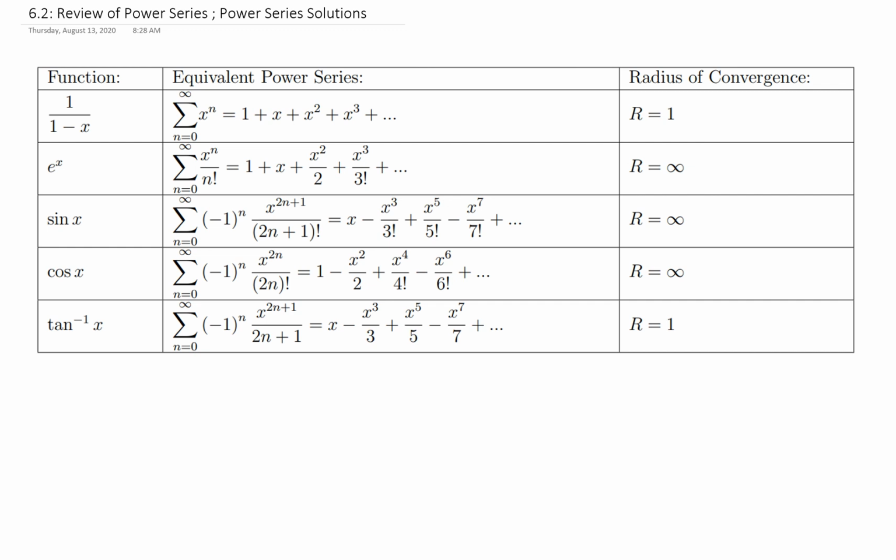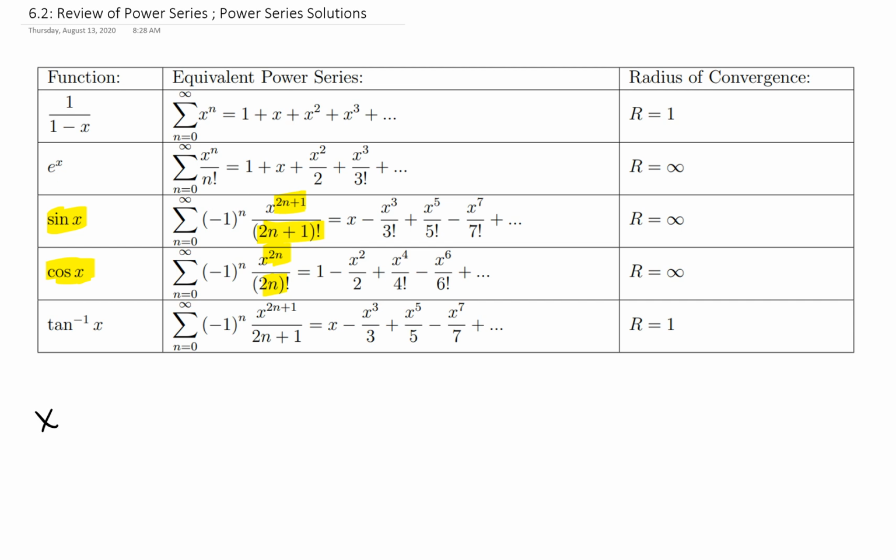Keep in mind, sine x is an odd function, so that's why you see an odd power there with the sine. Any odd number can be written in the form of 2n plus 1. Cosine is even, that's why there are even powers there. And far on the right side, there's the radius of convergence: R equals 1, infinity, infinity, infinity, and 1. So this means it converges everywhere.